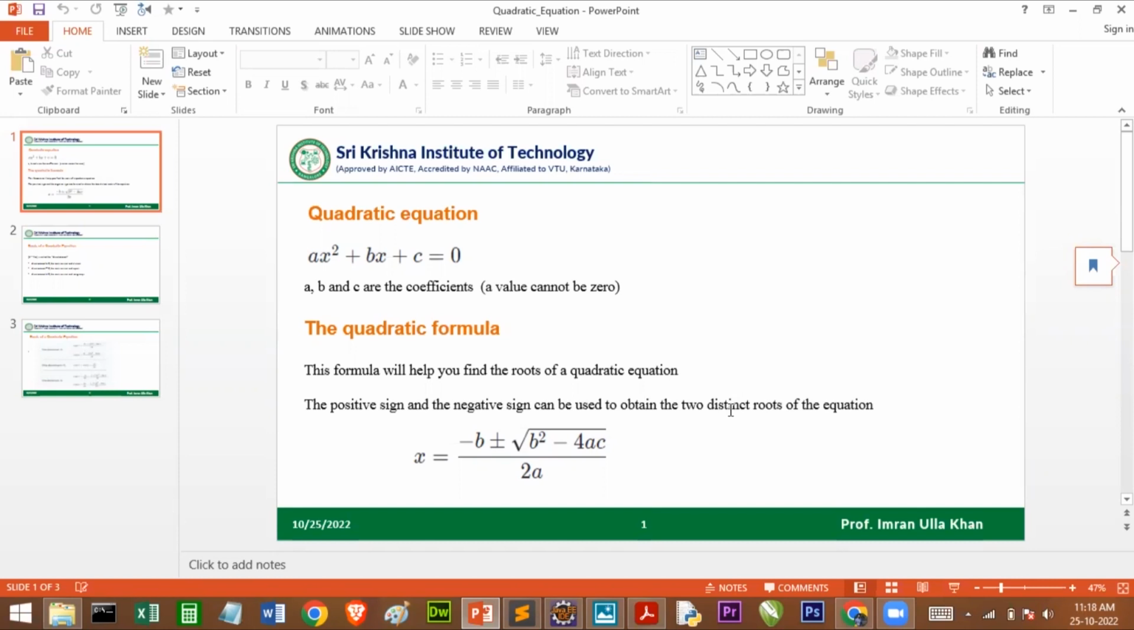One thing you have to notice here is you cannot give the value of a as 0. If a is 0, then your equation will not become a quadratic equation. In this quadratic equation there are two roots. If you want to calculate the two roots, you have to make use of this formula, that is minus b plus or minus square root of b square minus 4ac, divided by 2a. By using this formula, you can find out the roots of a quadratic equation.